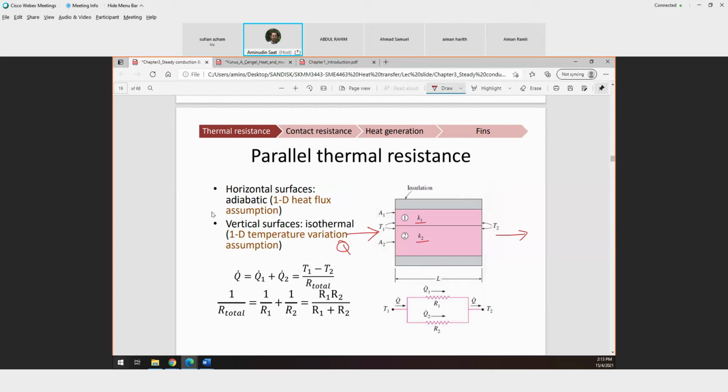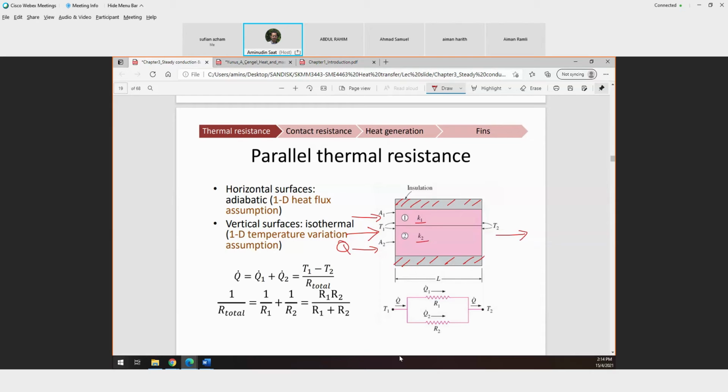So there is insulation on the top and the bottom, meaning the heat will not pass through this area, but the heat will pass through this section where the thermal conductivity has a different value, K1 and K2. So how to do this?